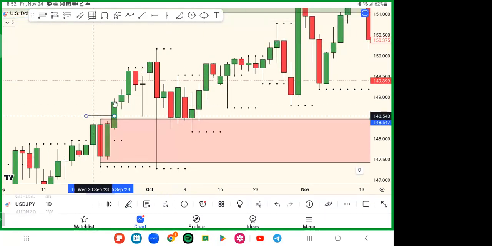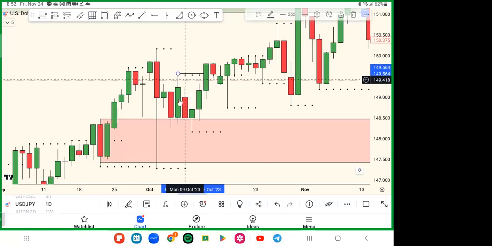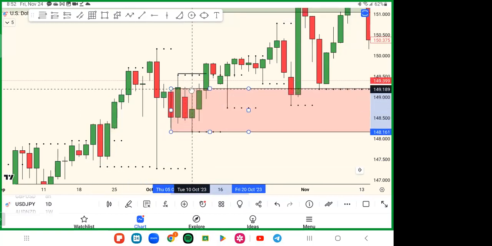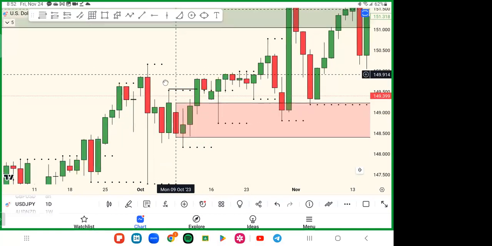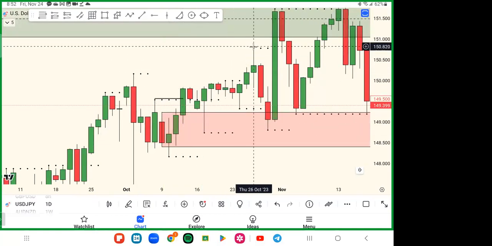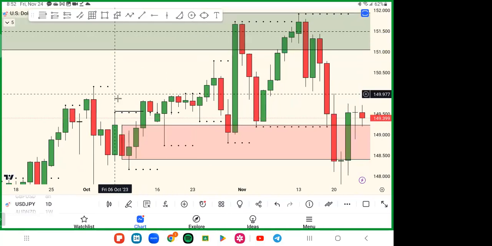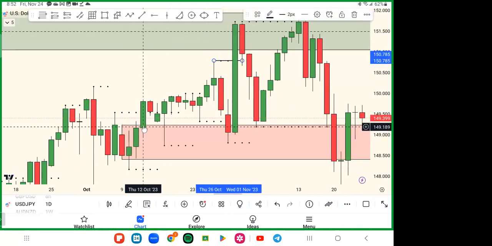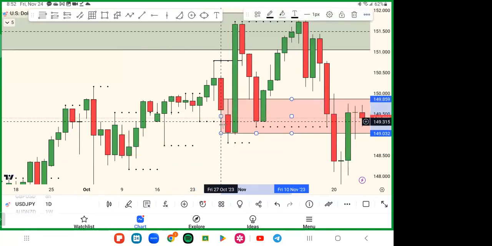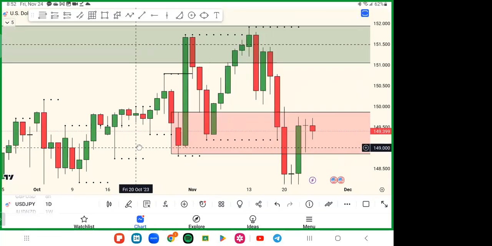Notice that we break above these black dots. Where's my starting point? Boom. Market hasn't reversed yet. We're continuing trend. Boom. Notice we break above those black dots. Where's my starting point? Boom. We go higher.